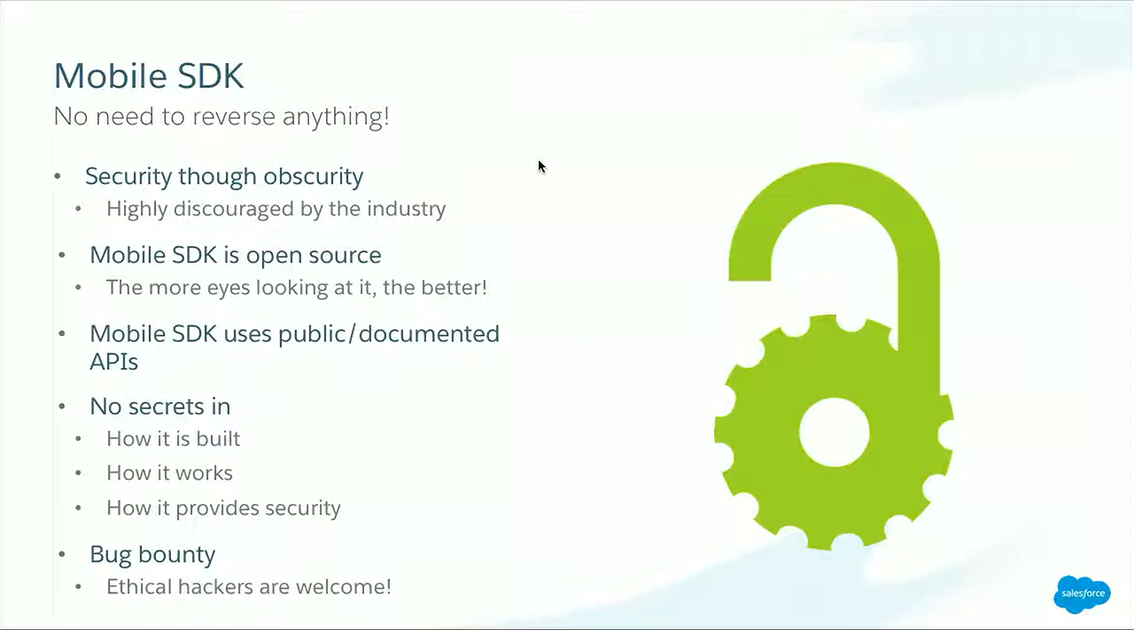Again, in reality, this is security by obscurity. And I'm talking about the industry recommendations. You don't want to have that. If you need to hide how your implementation works, it's because you probably have something there that shouldn't be there. Hard-coded secrets or hidden endpoints or whatever. So we don't do that. Again, our mobile SDK is open source.